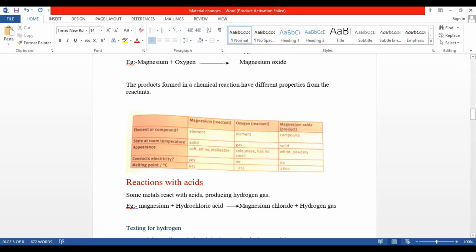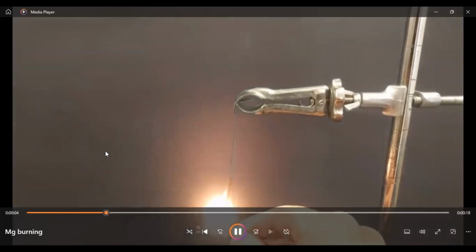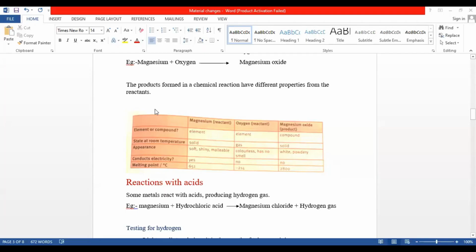Let's move to see the reaction happening in that. We can observe a white colored flame here. During the reaction between magnesium and oxygen, you can see a white colored flame is produced, and also after the burning you can see white colored powder remaining. This flame is known as a bright white flame. Next thing, the products formed in the chemical reaction have different properties from the reactants.